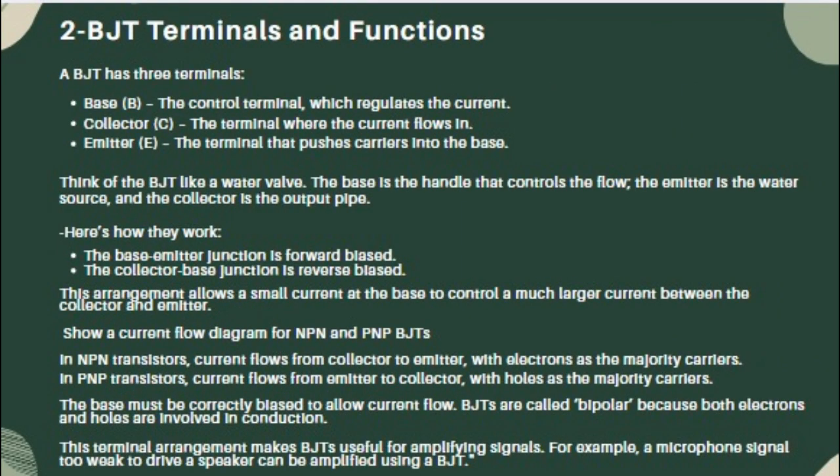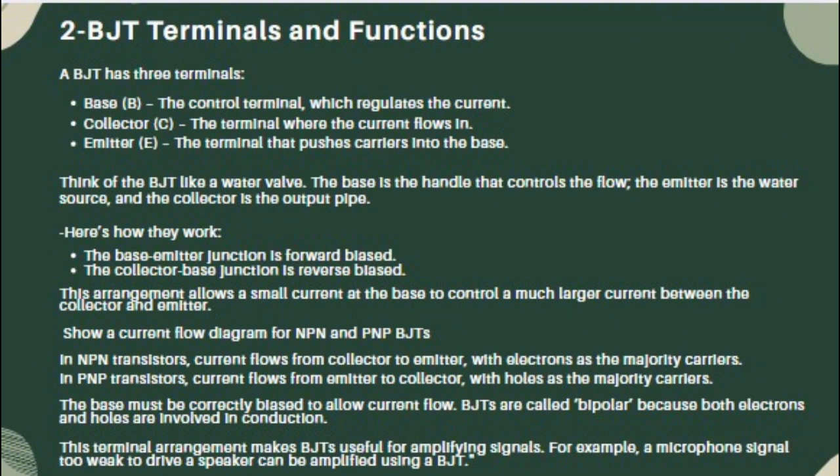Number 2, BJT terminals and function. A BJT has 3 terminals. Base, B, the control terminal which regulates the current. Collector, C, the terminal where the current flows in. Emitter, E, the terminal that pushes carriers into the base. Think of the BJT like a water valve. The base is the handle that controls the flow. The emitter is the water source and the collector is the output pipe.